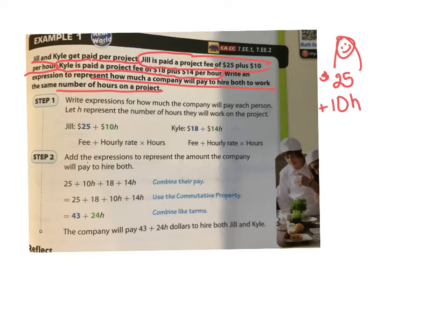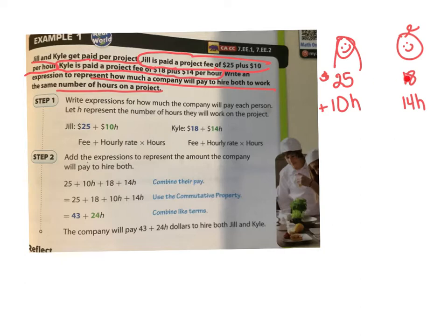That's all right. Kyle, with his little curly Q hair, they pay him $18 up front. And then they pay him $14 for 1 hour, and then for another hour again, and another hour again. $14 times however many hours he works. And it's the same number of hours on a project. So they're working on the same project, same number of hours. So we know this number is going to be the same.